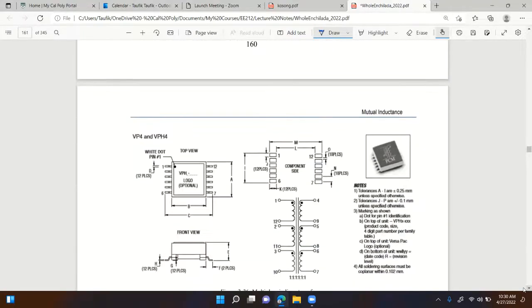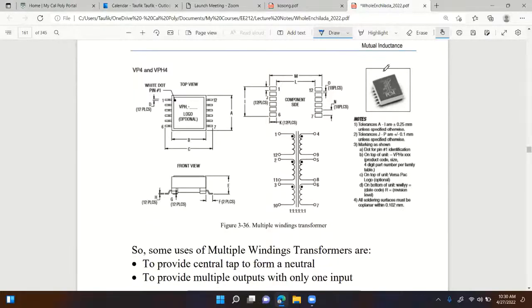If not, this is an example of a small transformer that has multiple windings. In fact, if you look at the circuit diagram of this transformer, it has 6 windings: 1, 2, 3, 4, 5, 6. You can see from the number of pins right here, 6 times 2, that would be 12. So it's numbered 1 through 12. And you can see that pin number 1 and 12 are connected to one winding, 2 and 11 to another winding, and so on and so forth. But here you have 6 windings.